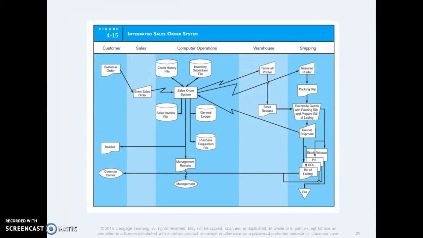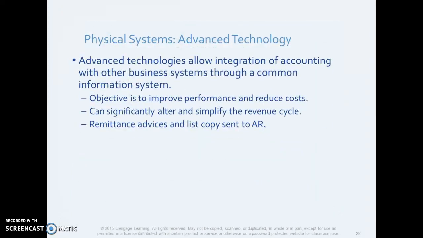So you can see an integrated sales order system. Advanced technologies allow integration of accounting with other business systems through a common information system. The objective is to improve performance and reduce costs. So it's got to be a lot easier than working with different people in different departments with manual inputs. It can significantly alter and simplify the revenue cycle.